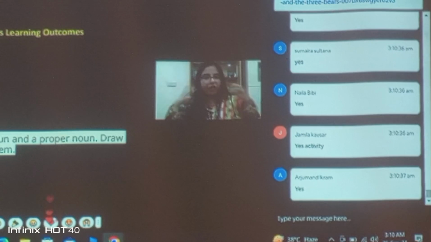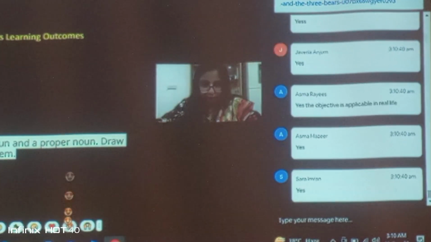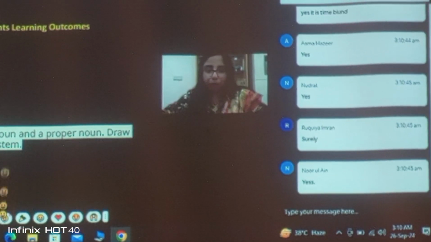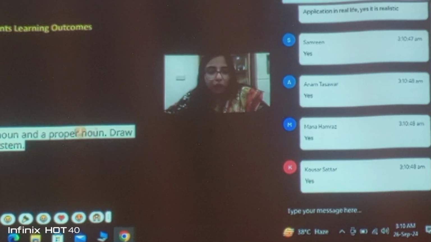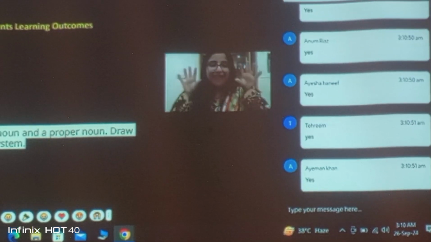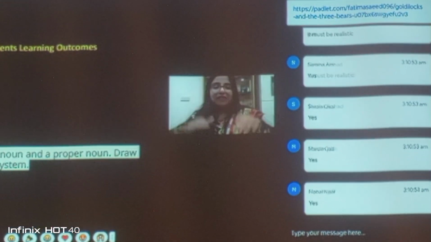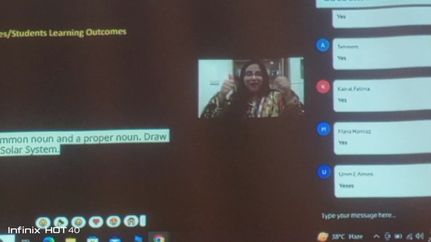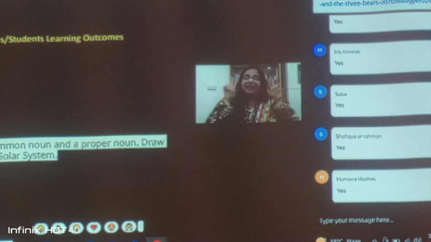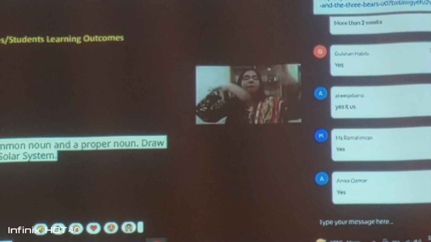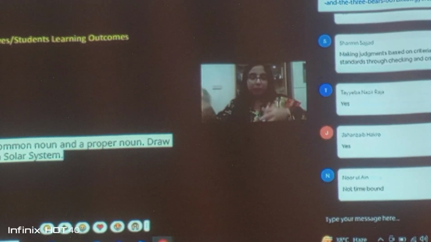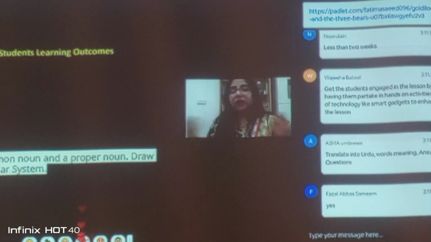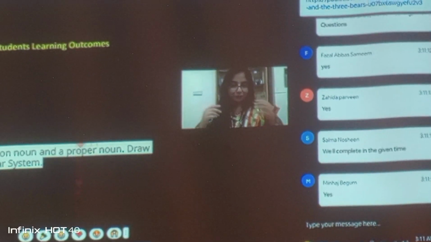New vocabulary. Can you apply that learning objective in your life, as in real life application? Is it realistic? The learning objective that you have formulated for your students, is it applicable in real life? Is it a yes or no? Yes. Okay. Is it time bound? Would you take exactly 2 weeks, or would you take more than 2 weeks or the designated time? Would you take over the designated time, or would you be able to achieve the objectives within the given time? What would be your answer?